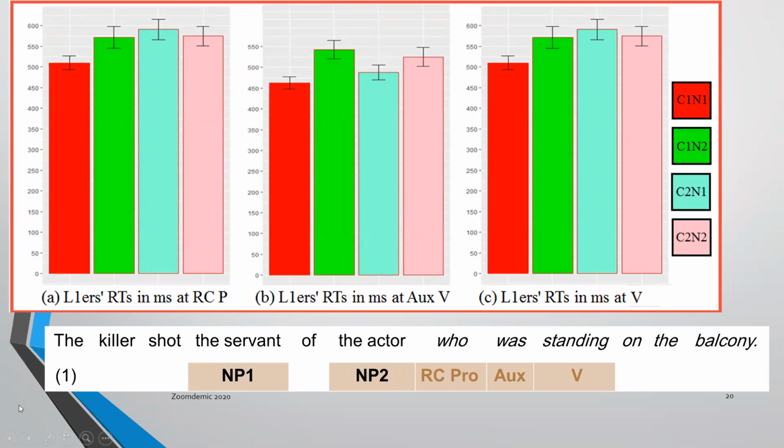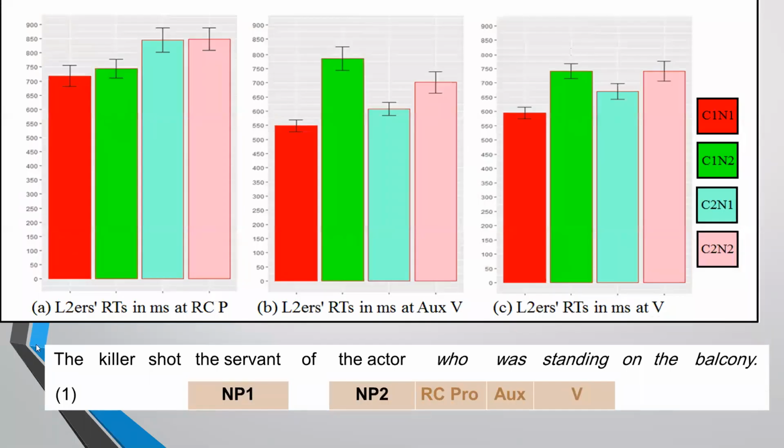And if you look at the learners, you'll see something interesting. They were initially influenced by context. So they were faster in C1, N1, but when the context mismatched the attachment, they were slower. They were generally slower in the second context. And the interesting thing happens in the second critical region, where they are behaving like native speakers of Arabic.